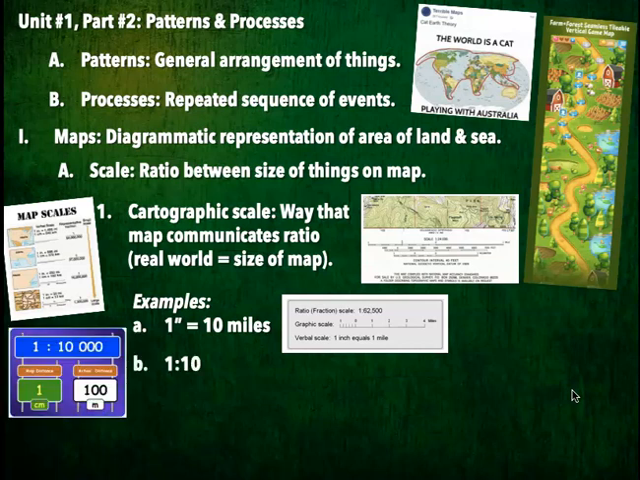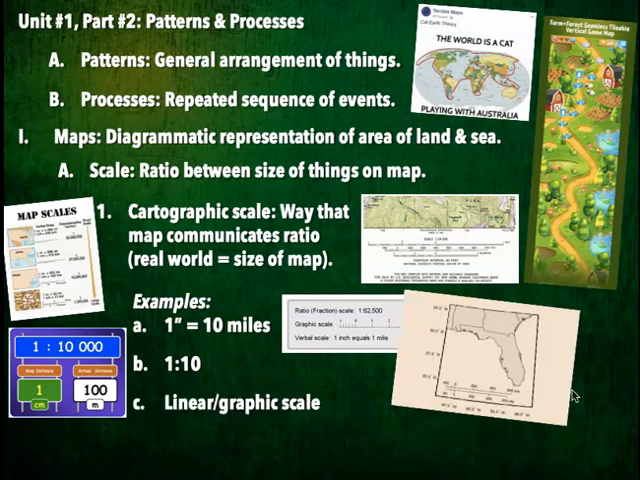Another way of representing that 1 inch equals 10 miles would be a ratio, where you've got that colon, 1 to 10. Sometimes you'll see maps that represent it that way. They might list that kind of information in a legend as well.